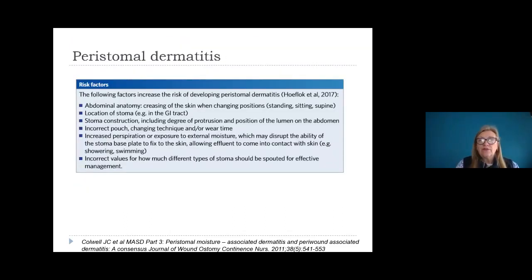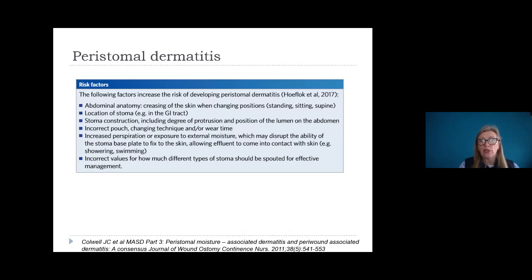The actual siting of the stoma itself and the use of the stoma can cause additional problems with dermatitis. So thinking about where the stoma is, the abdominal anatomy. So if the patient has got a very large abdomen, if they've got a very creased abdomen, thinking about how that sits when the patient is in different positions, whether that's standing, sitting or supine. The location of the stoma on the abdomen, the stoma construction itself, and that can make it much simpler or much harder to get the stoma itself into the pouch.